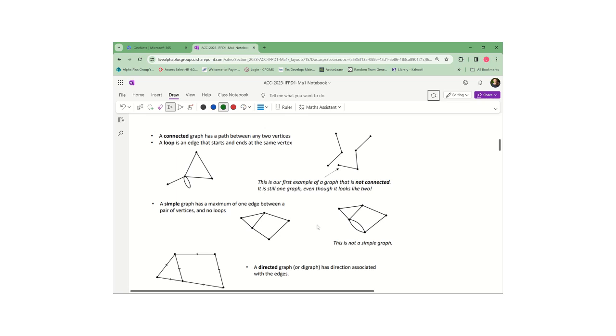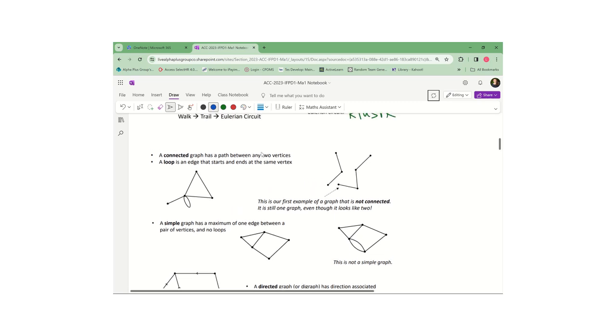Okay, some other definitions. Sorry, it's a lot of that today. A connected graph has a path between any two vertices. So in a connected graph, all the vertices are connected. This would be an example of a connected graph. They're all kind of connected between each other. A loop is an edge that starts and ends at the same vertex. So this bit over here is a loop.